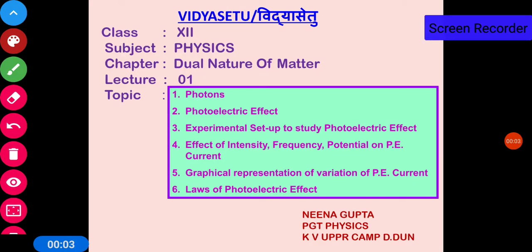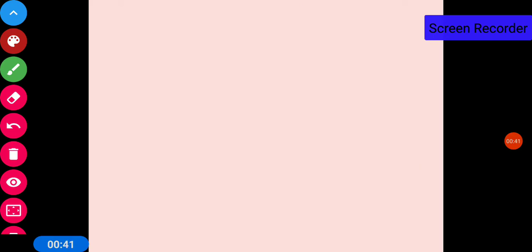Good morning to all. Let us start the lesson Dual Nature of Matter. Today, in this lecture, I am going to cover the topics photon and its properties, photoelectric effect, experimental setup to study photoelectric effect, effect of intensity, frequency, potential on photoelectric current, graphical representation of variation of photoelectric current and laws of photoelectric effect. So let us start.